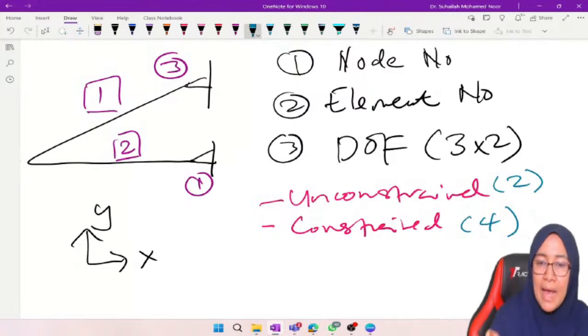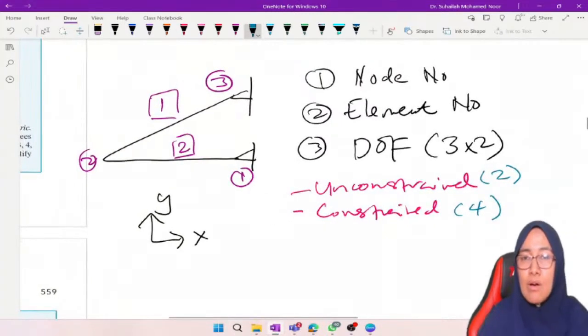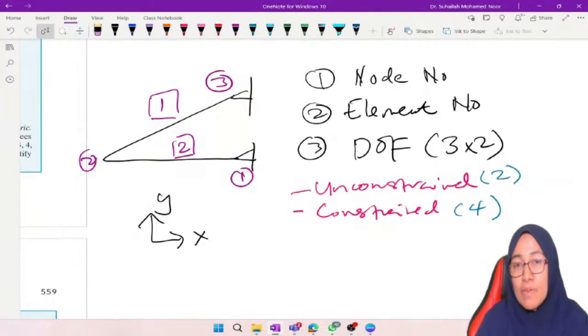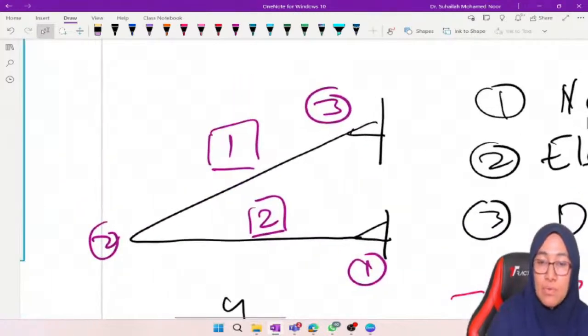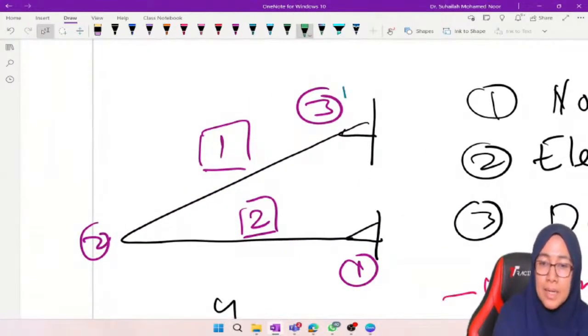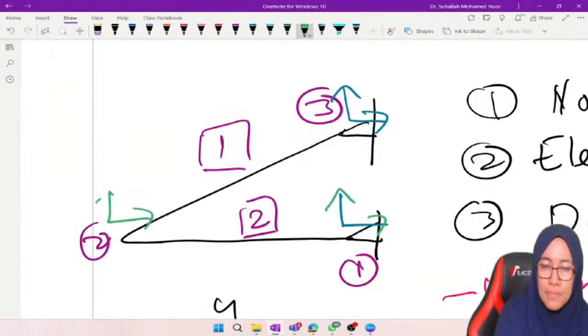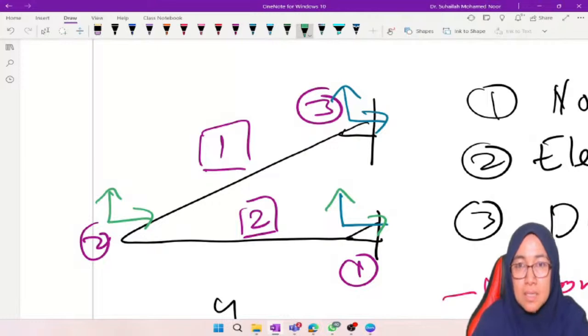And we have to label this degree of freedom. We have to label the 6 degrees of freedom in the diagram. We have to label these 2, these 2, and these 2. There are 6, 2 degrees of freedom per node. And we have to label according to the unconstrained and constrained system.